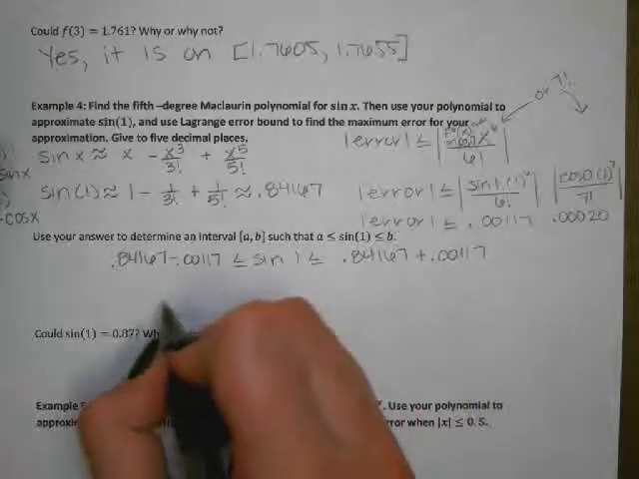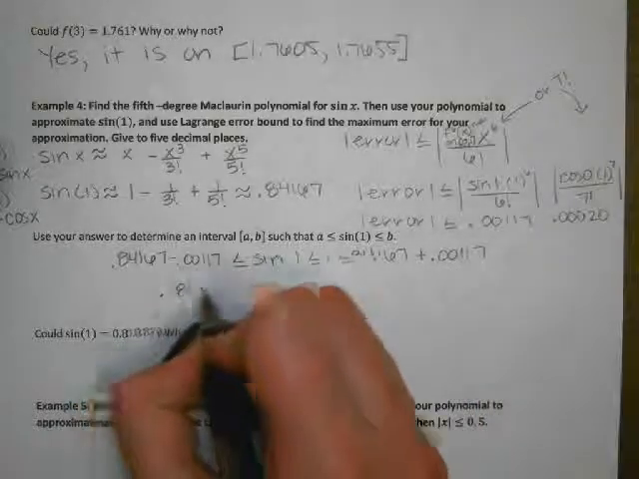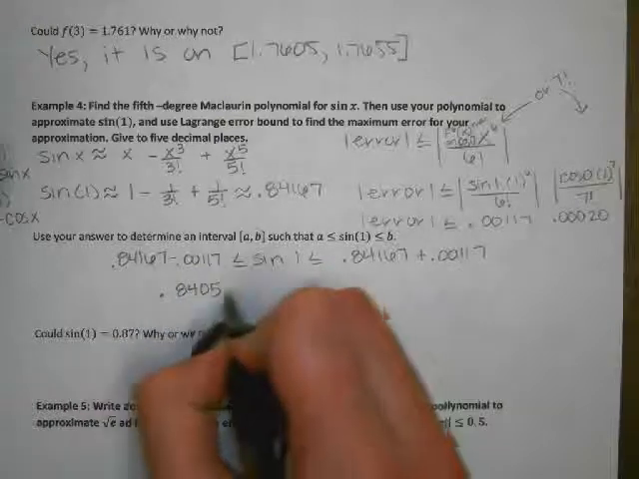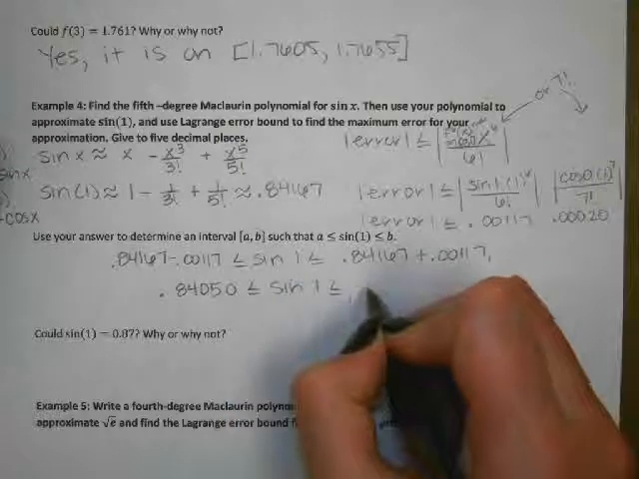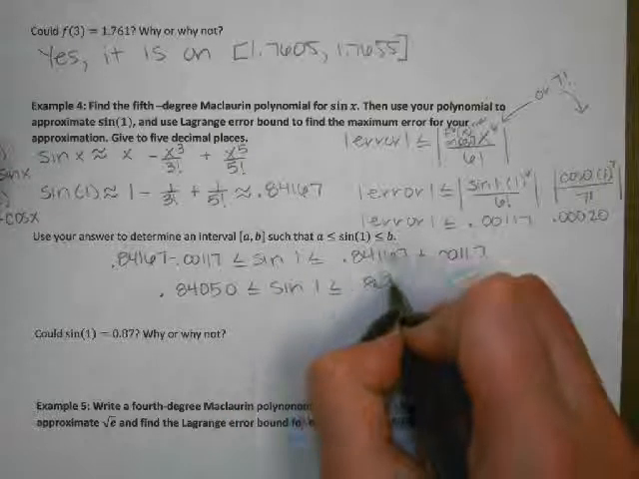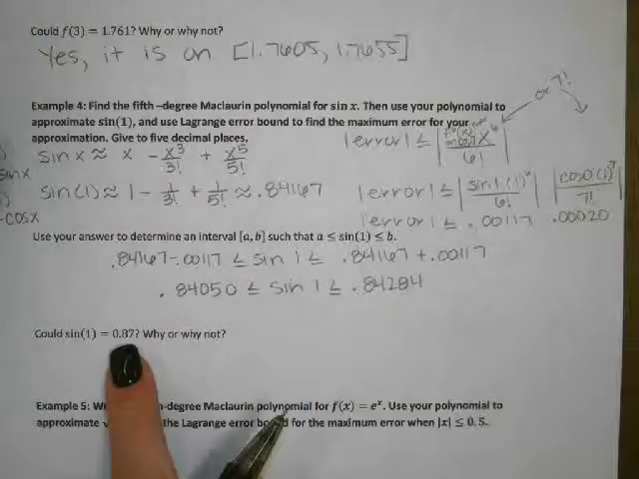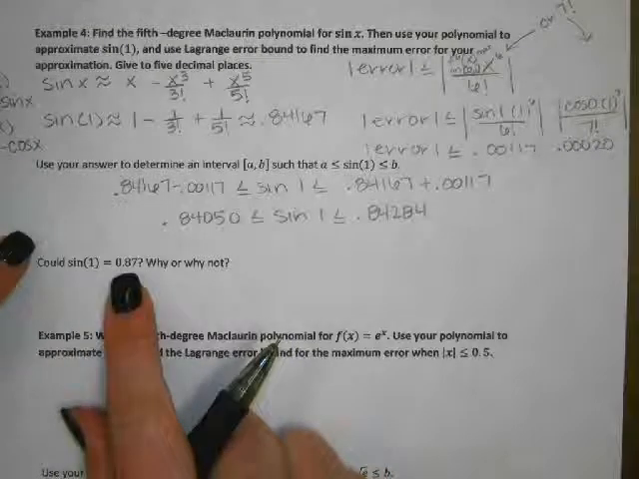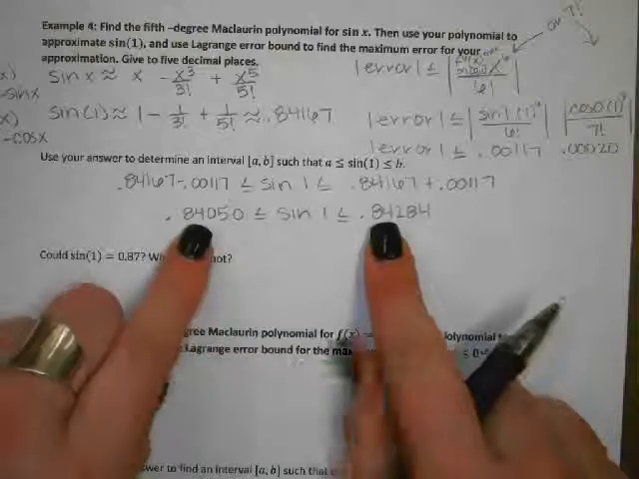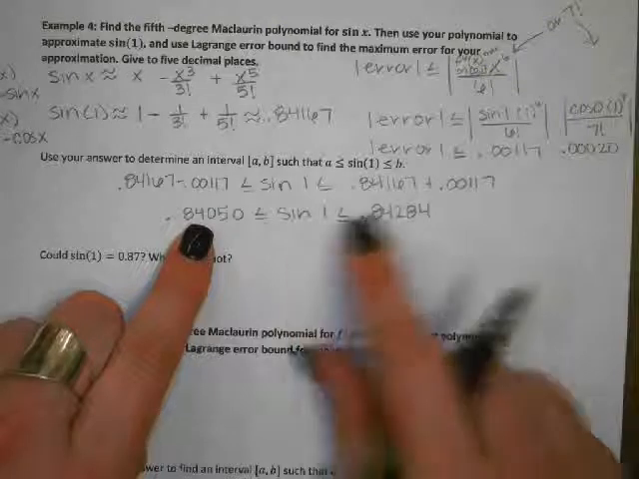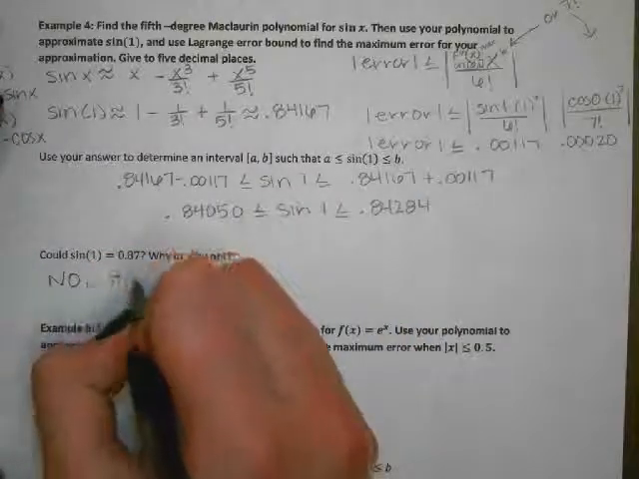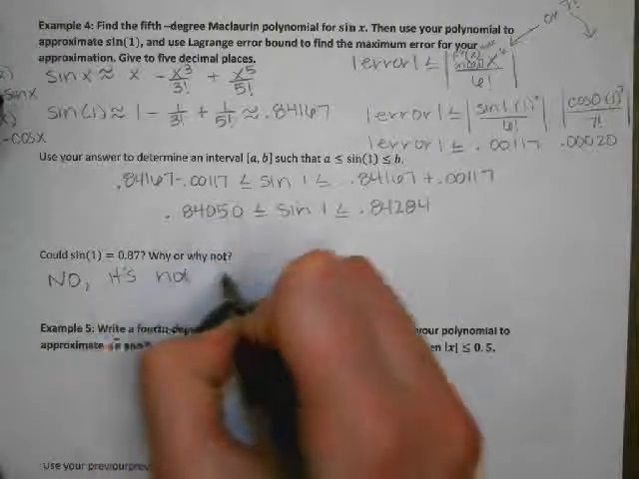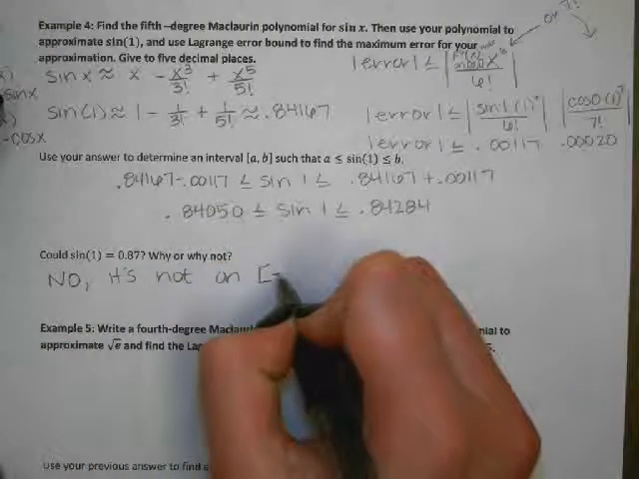All right, so this side is 0.84050. And this one is 0.84284. So could sine 1 equal 0.87? Absolutely not, because it's not on the interval. So I'm going to say no, it's not on the interval.